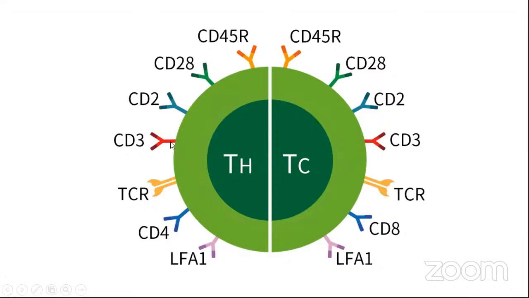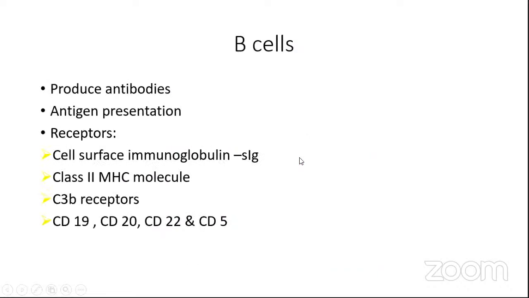See, the main marker is CD3. The presence of CD3 indicates that it has passed through the thymus. And if it contains a T cell receptor, and if it contains a CD4 molecule, it is called the T helper cell. If it contains a CD8 molecule, it is called a T cytotoxic cell.